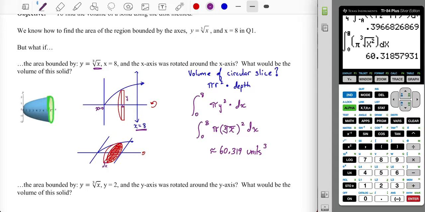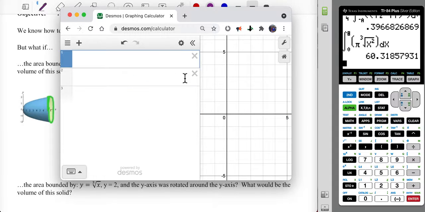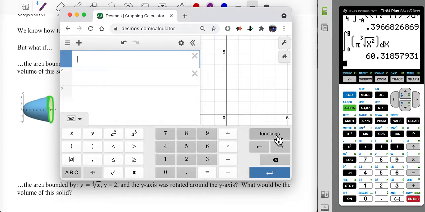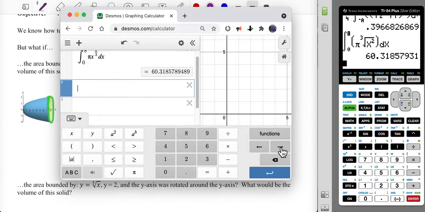So you can do it that way, or you can pop it into Desmos. I'll put in the pi. I'll write it as x to the 2/3 this time, dx, and you get the 60.318.